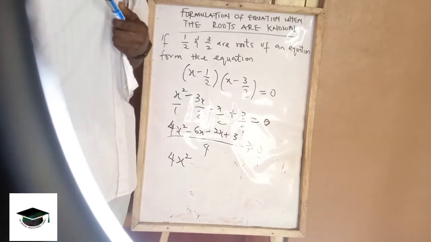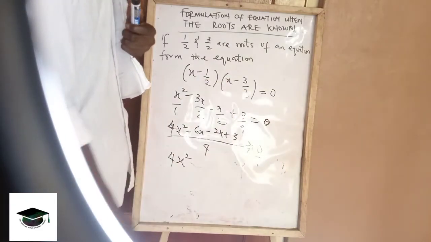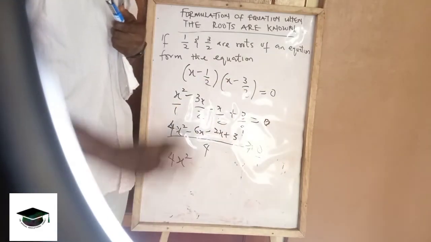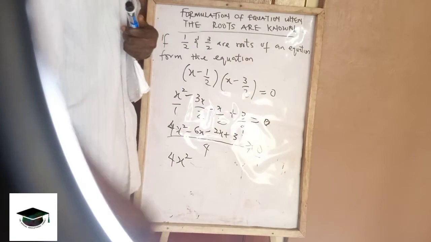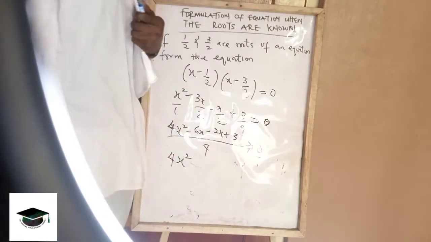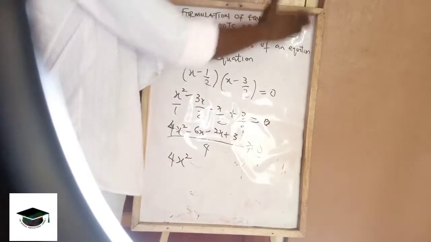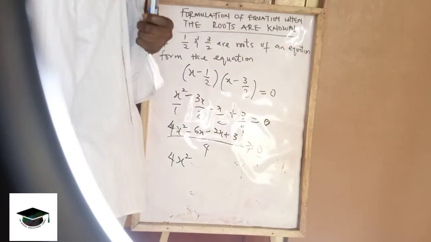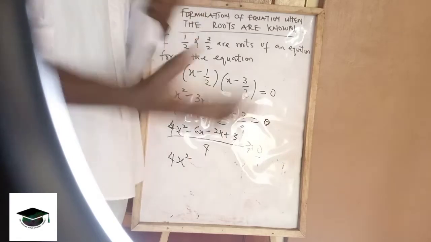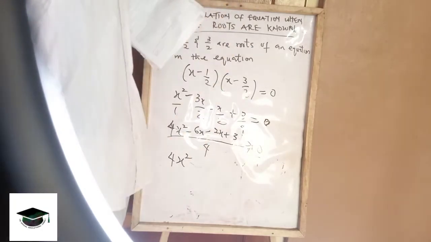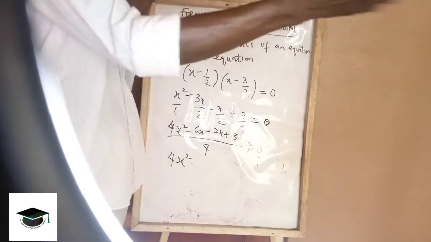Now, for those who might still be having problems with something like this, it simply means that you are owing someone 6x, and then you are owing another person 2x. Negative means you are owing. You are owing this one 6x, you are owing this one 2x. So how do you sum it into one? That means you are owing 8x altogether, because 6 here, 2 here, making 8. Do you get it now?